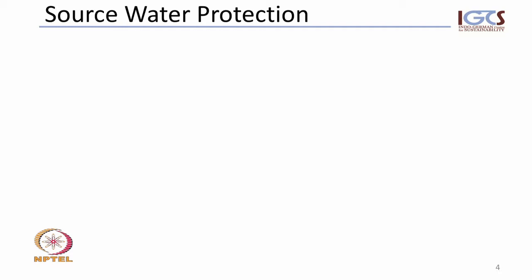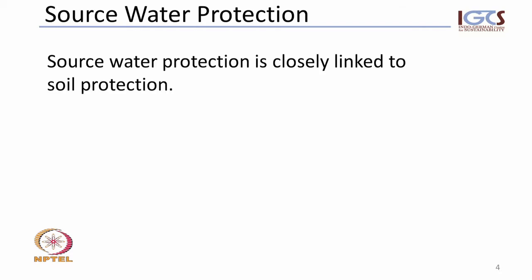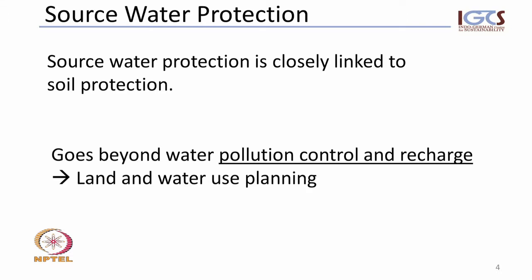First of all, what is source water protection? Source water protection is very closely linked to soil protection, soil sciences. However, it goes beyond simple water pollution control and recharge. It is essentially a part of land and water use planning. In many countries, source water protection is conducted in the way of artificial recharge or water treatment before recharging artificially groundwater. But this is just one of the functions of source water protection.